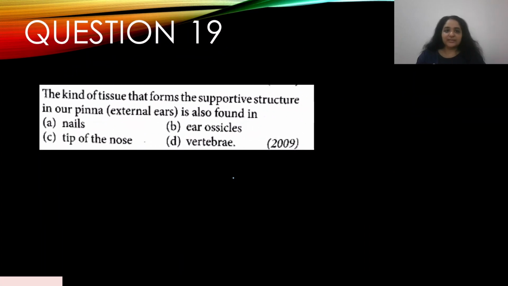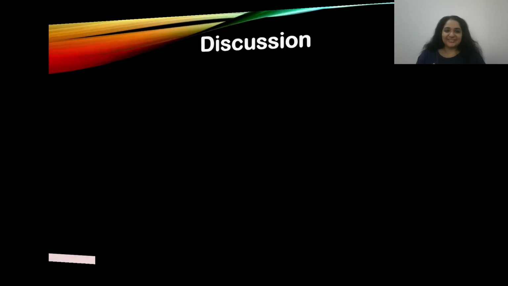Okay, question number 19. The kind of tissue that forms a supportive structure in our pinna is also found in, this appeared in 2009, A, nails, B, ear ossicles, C, tip of the nose, and D, vertebrae. Now, if you think about this question, there are two possible answers, and I thought I'll discuss both. So the answers should be C and D. We'll come to the discussion.